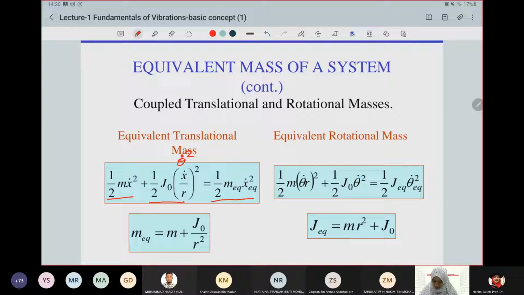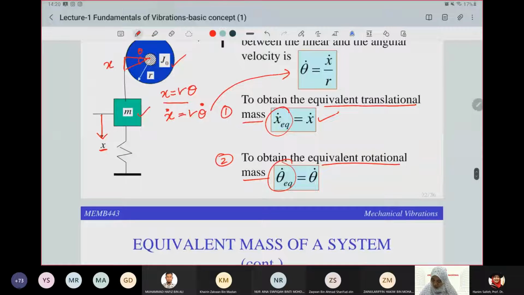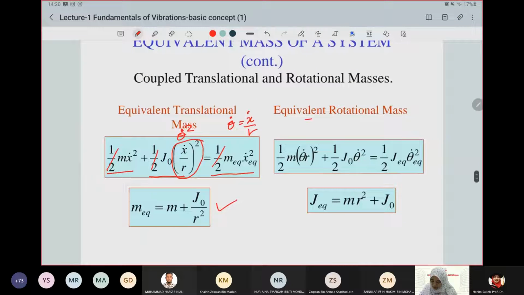So for x dot square, you have the relationship just now. Your theta dot equals x dot over r. So that's how they get this expression. Okay, so from there you can cancel out the terms and rearrange, and you get the m equivalent. So you can see we are also assuming that your x dot equivalent is equal to x dot, and your theta dot equivalent is equal to theta dot. So do the same thing for the equivalent rotational mass.